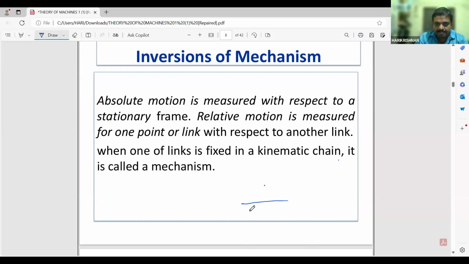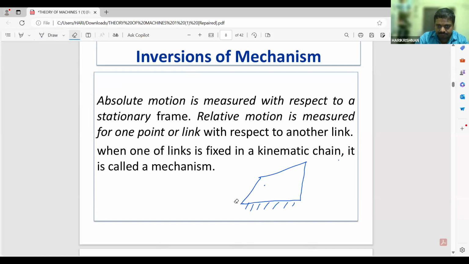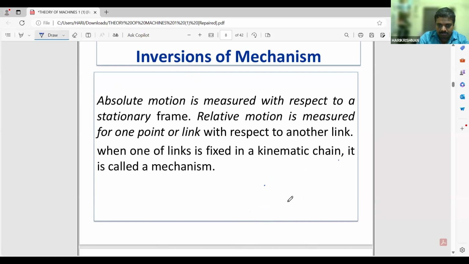You may see this is one. I'll draw it once again. So this is the mechanism. This is link 1, this is link 4.